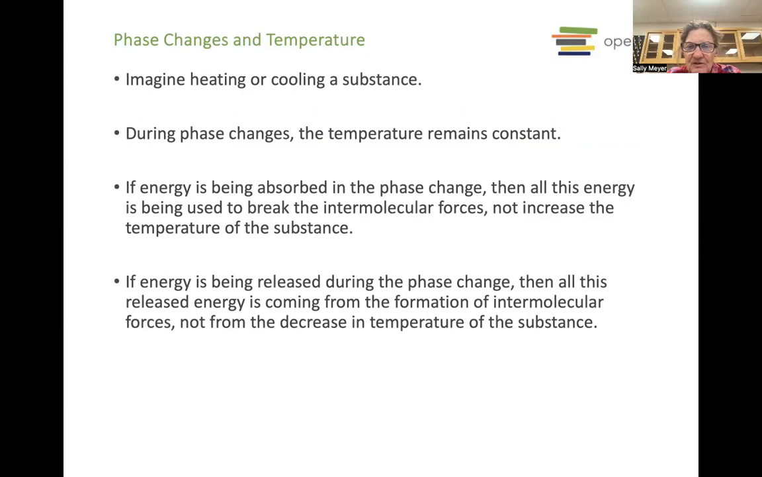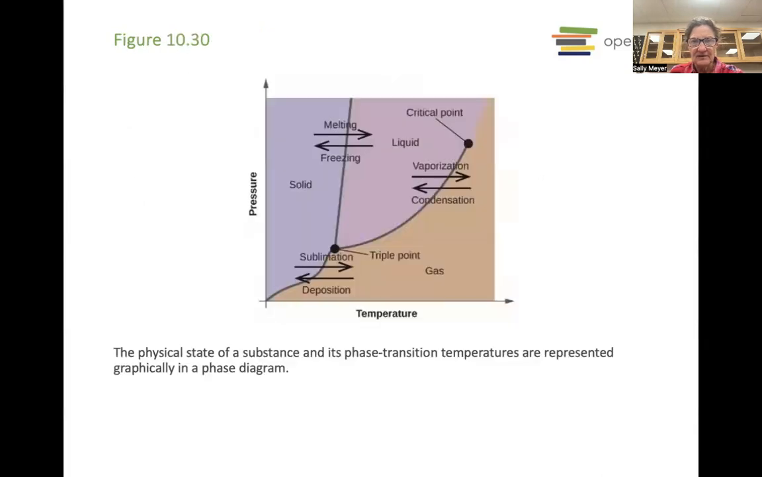If energy is being absorbed in the phase change, then all the energy is used to break the intermolecular forces and not increase the temperature. I've said that already, so hopefully that makes sense to you. If energy is being released during the phase change, then all your released energy is coming from the formation of those intermolecular forces, and it won't decrease the temperature. So if you're going up or down in energy, phase transitions will always be located at plateaus where the temperature remains constant as you're either putting heat in or taking it out.